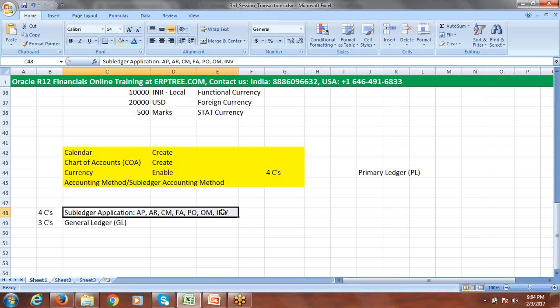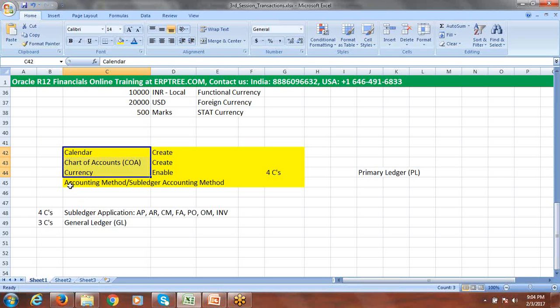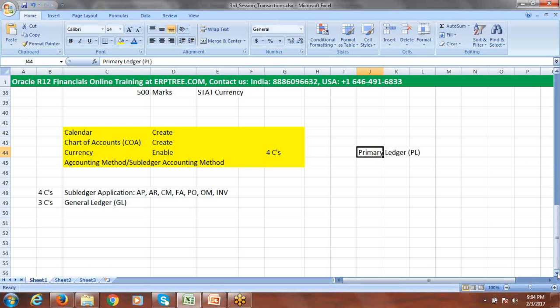So if you want to create transactions in the subledger applications, along with these three C's, we need one more C called accounting method. By using these four C's, you can create the transactions in the subledger applications. By grouping these four C's, we create the primary ledger, in short called PL. So the final point is, by using the primary ledger, we can record the transactions in our Oracle application. This is the final statement to understand.